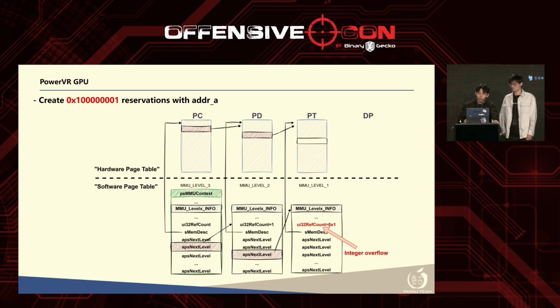Since the ref count is implemented as a 32-bit integer and there is no check for it, this is a potential integer overflow vulnerability. We can intentionally create a large number of reservations to overflow that ref count, thereby compromising the life cycle of the software page table.